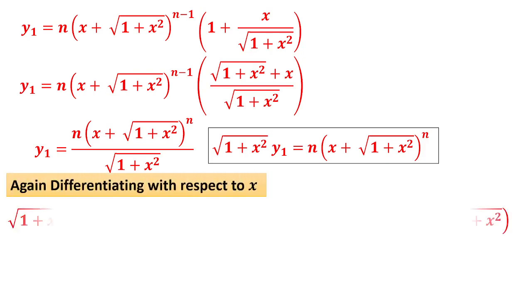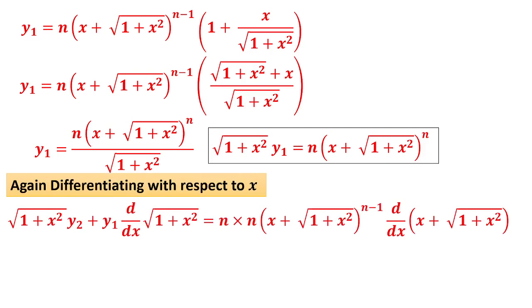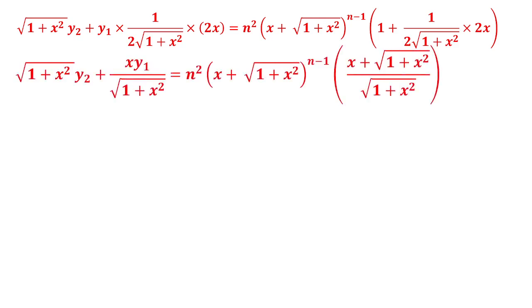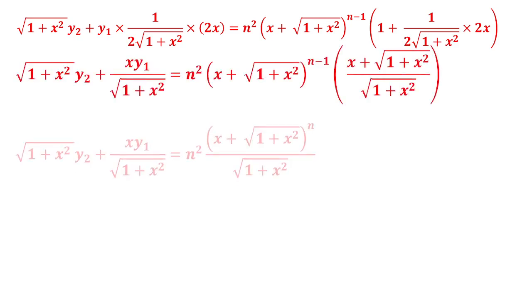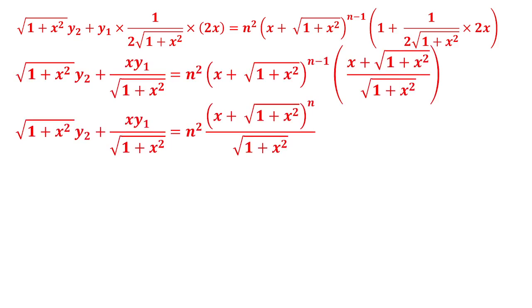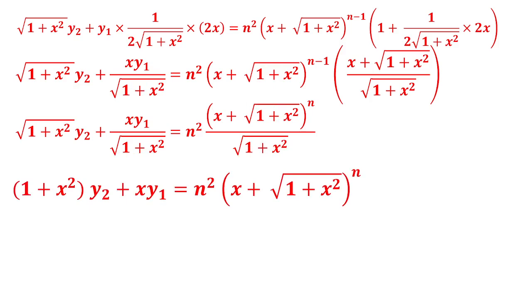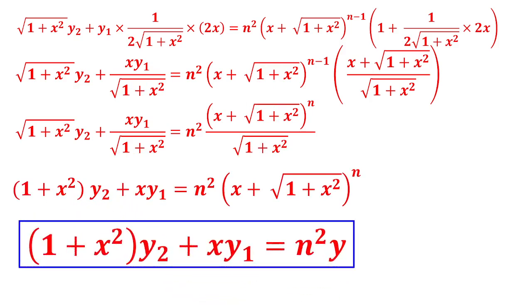Now let us differentiate it a second time. Keep root 1 plus x square, differentiate y1. Keep y1, differentiate root 1 plus x square, in the same way on the right hand side. Now it will get simplified, 2 getting cancelled. Once again I am simplifying the brackets. Again you are getting x into root 1 plus x square whole power n on the right hand side, and multiply throughout by root 1 plus x square and replace x plus root 1 plus x square whole power n as y. You got the answer.